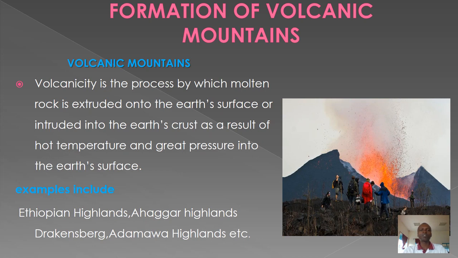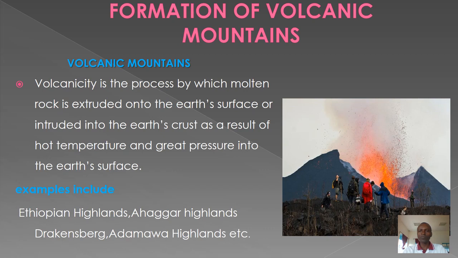whereby molten rock is extruded onto the Earth's surface or intruded into the Earth's crust as a result of hot temperature and great pressure into the Earth's surface. This is an example of the Ethiopian highlands, and this is how it was formed. You can see that heat. So that heat originated from underneath, and you can see what is happening.